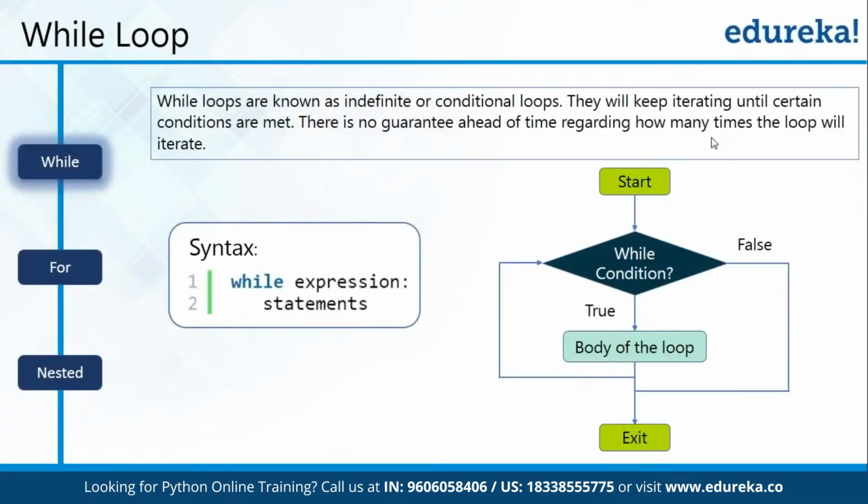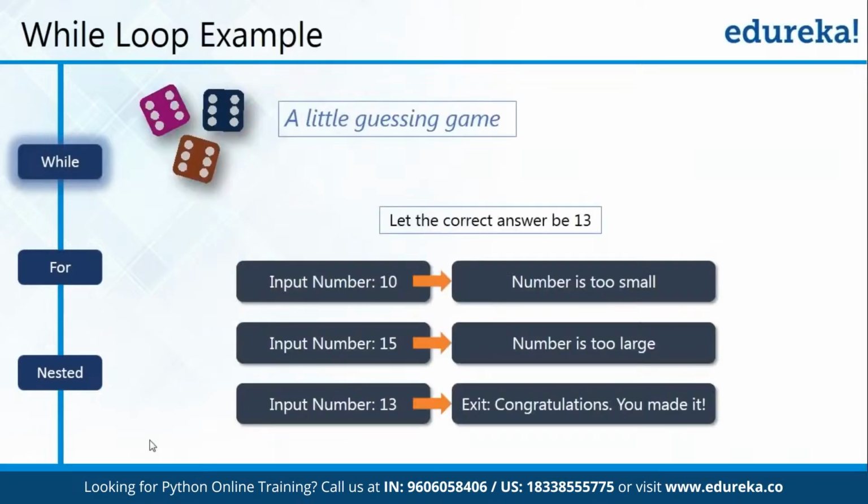Now the example that we just saw was a very simple example. So I'll increase the complexity a bit and give you one more example. So let us move forward with that. Over here, what I'm trying to do is code a little guessing game. Alright, so what happens in this guessing game?